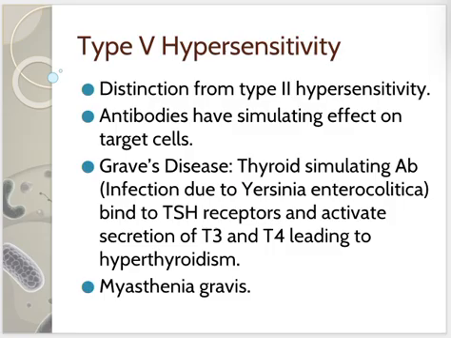Type 5 hypersensitivity is a bit different from type 2 because here, antibodies stimulate rather than destroy target cells. A key example is Graves' disease, where antibodies mimic thyroid-stimulating hormone and cause excessive thyroid hormone production, leading to hyperthyroidism. This stimulation occurs due to antibodies binding TSH receptors, sometimes triggered by infections like Yersinia enterocolitica. Myasthenia gravis is another example where antibodies interfere with muscle function. This highlights how antibodies can alter cell behavior beyond just causing damage.